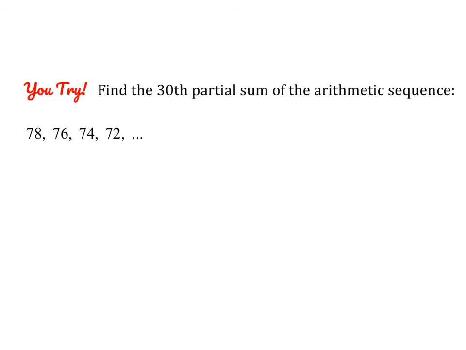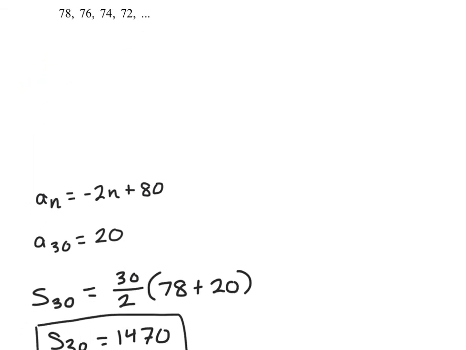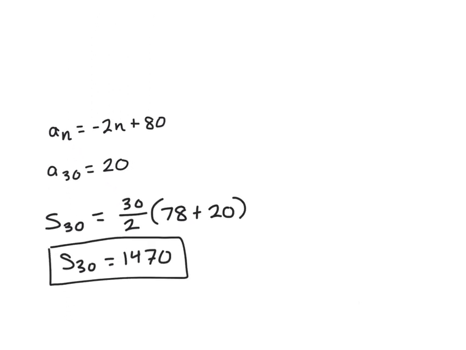All right, go ahead and pause the video and give this problem a try. Okay. So here is the equation for our sequence, allowing you to quickly find the 30th term, and then just plug in your n, a sub 1, and a sub 30, and you should get 1,470.